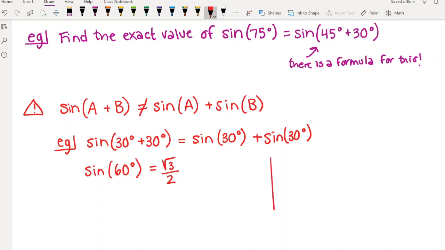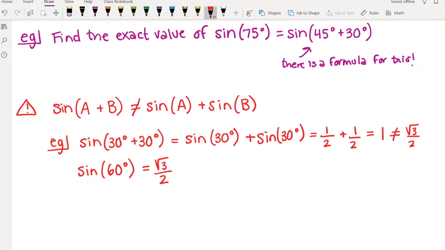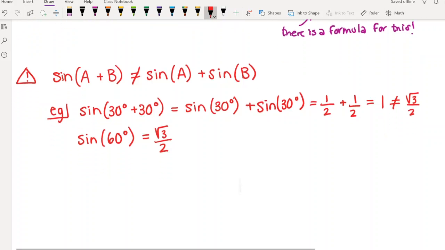However, what is sine of 30? I just erased my unit circle, but 30 degrees would be like that, and so sine of 30 is 1/2. So what is sine of 30 plus sine of 30? It's 1/2 plus 1/2, which is 1. That is not the correct value for sine of 30 plus 30, because we know that 30 plus 30 is 60. So clearly this formula does not work. It is not true that to take sine of the sum of two angles, you can just take sine of each angle individually.